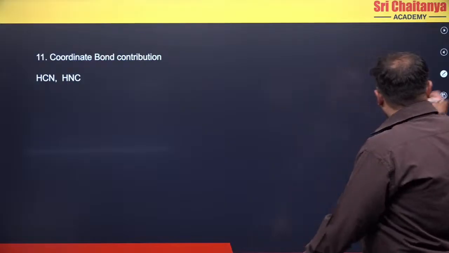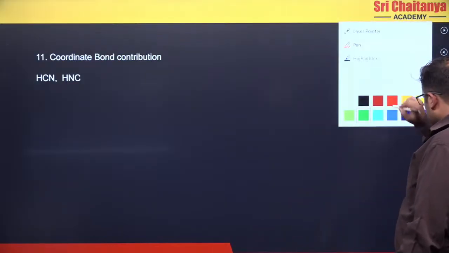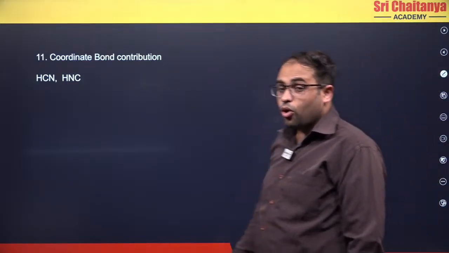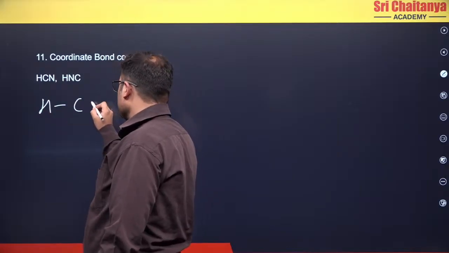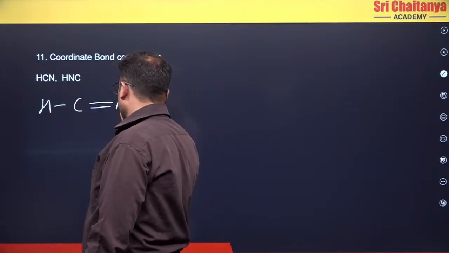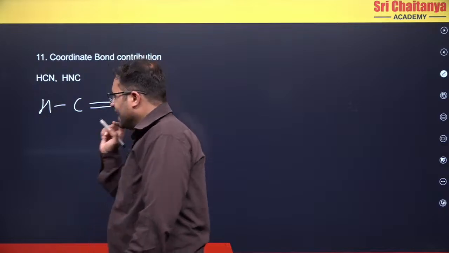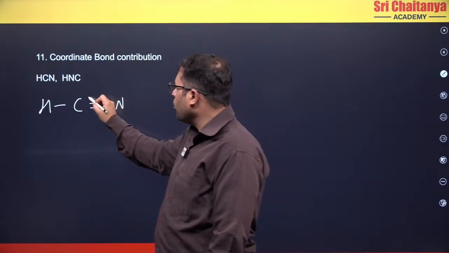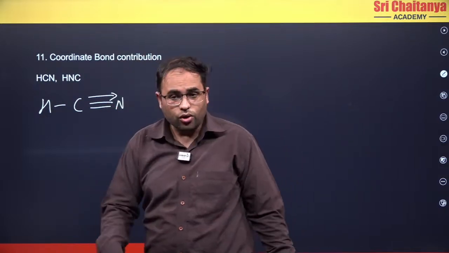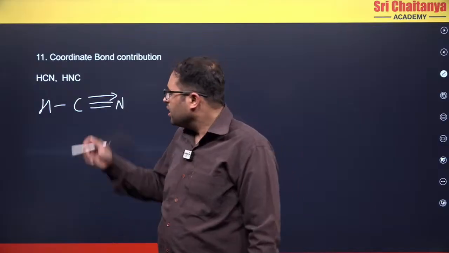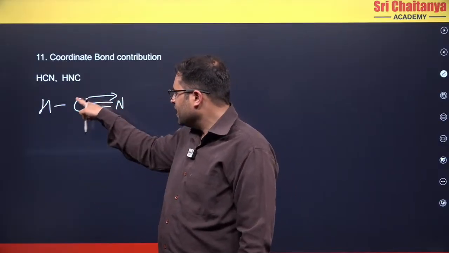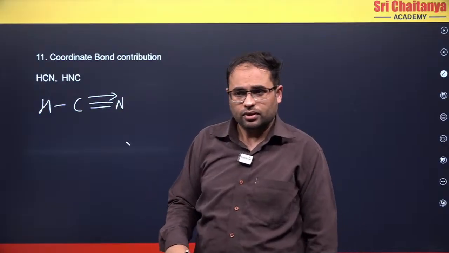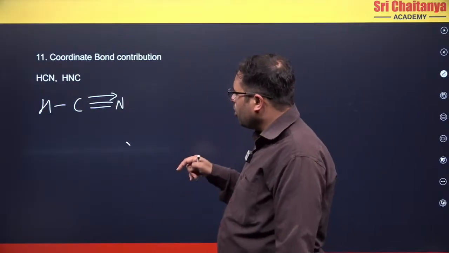So now, the next is when you have a coordinate bond. I have taken two examples. So you have H, C. Here, the third bond is a coordinate bond. What is a coordinate bond? Nothing. Both the electrons which are there in this bond come from this carbon. You will learn more about it.